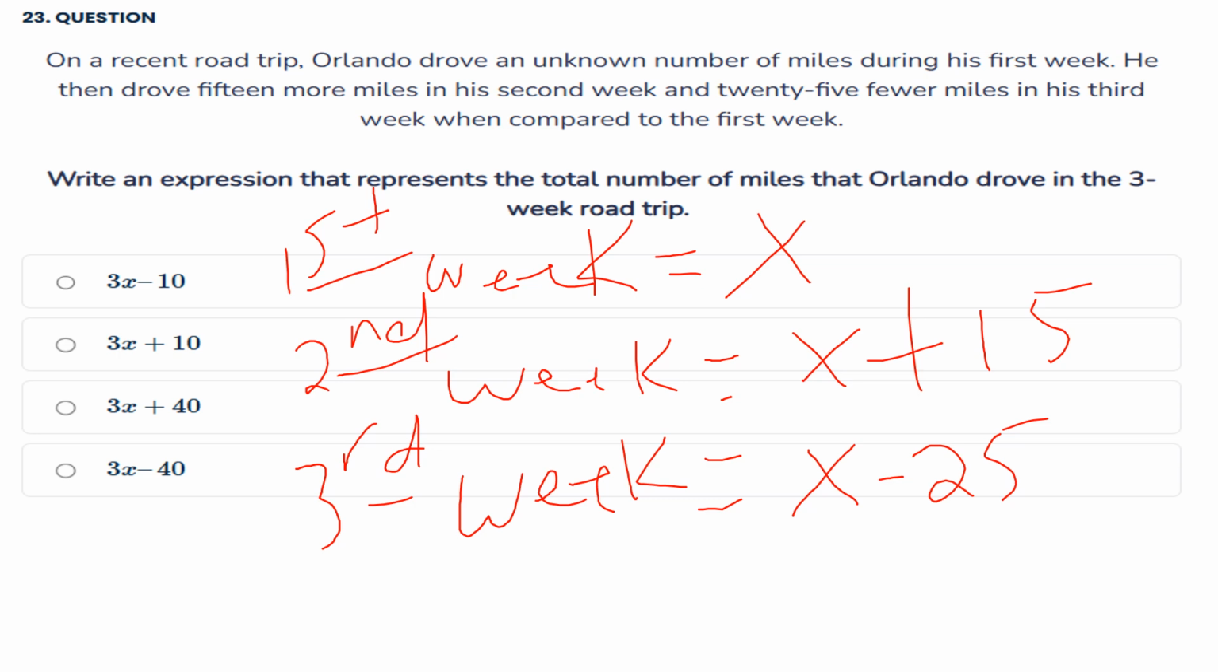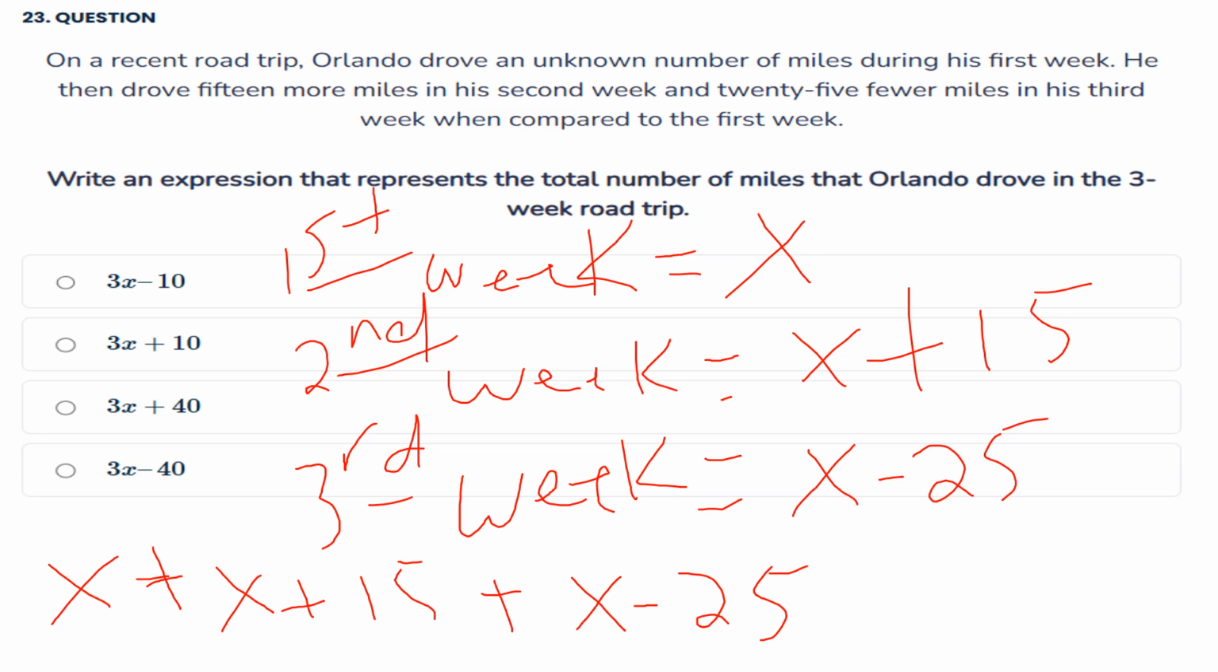So next, all we have to do is, let's put it in an equation. X, so that's the first week, plus the second week, which is X plus 15, plus the third week, which is X minus 25. All right, we just need to solve for X now.